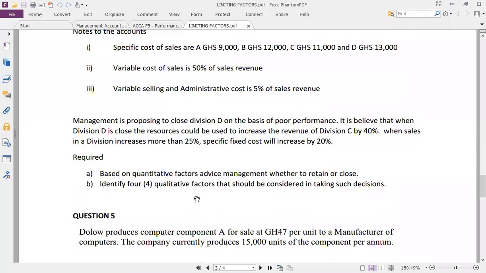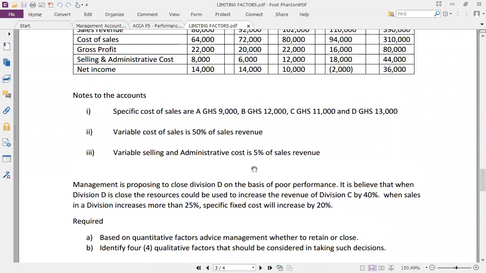Question like this, we cannot use what we call the incremental method. You can use it too, but you confuse yourself along the line. So let's use the totality. Okay, so the question is, should Target PLC shut down the division D, or they should retain?